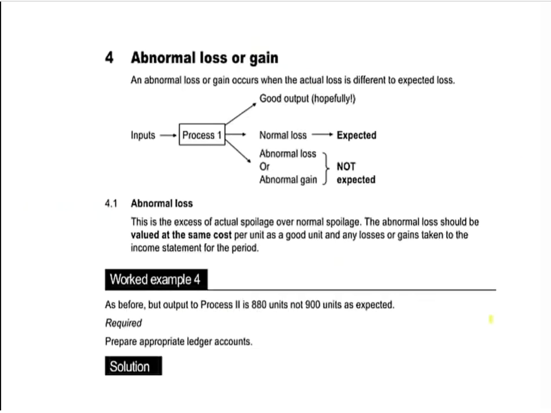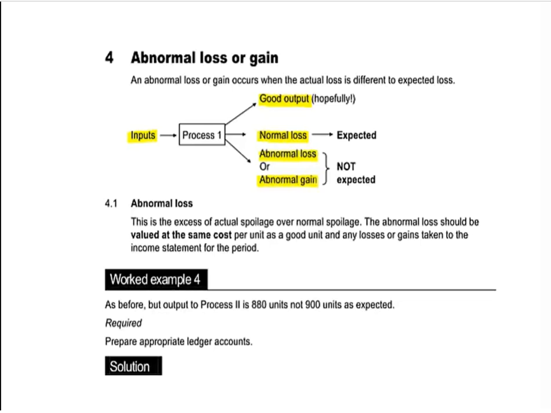In the previous examples then, we have accepted that there might be a loss, but we have said that it's always going to be exactly as expected. Now in reality, losses may be more or less than expected. So we have our inputs into process 1, and we have our expected loss or our normal loss. Hopefully we'll get some good output as well, but we might have higher losses than we expected, or we might have lower losses than we expected. And these not expected losses and gains are known as abnormal losses.